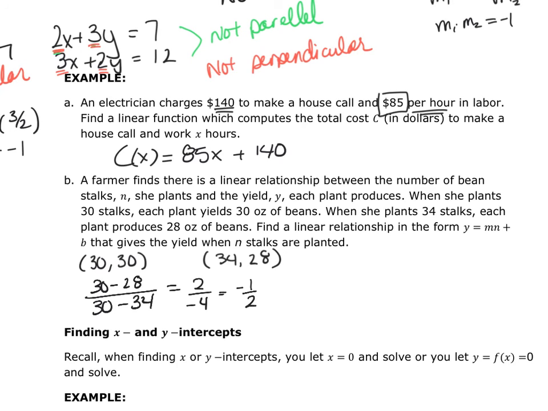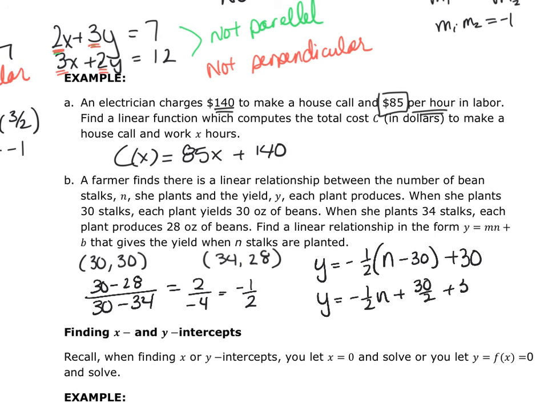So we have this slope of negative 1/2, and then I'm going to just choose one of the two ordered pairs. It doesn't matter which one you choose. So then I have y is equal to negative 1/2. n is the variable we want instead of x, so make sure you pay attention to that if it's on the homework. And then minus 30, and then plus 30. So y is equal to negative 1/2 n plus 30 divided by 2 plus 30. So my answer is negative 1/2 n plus 45.